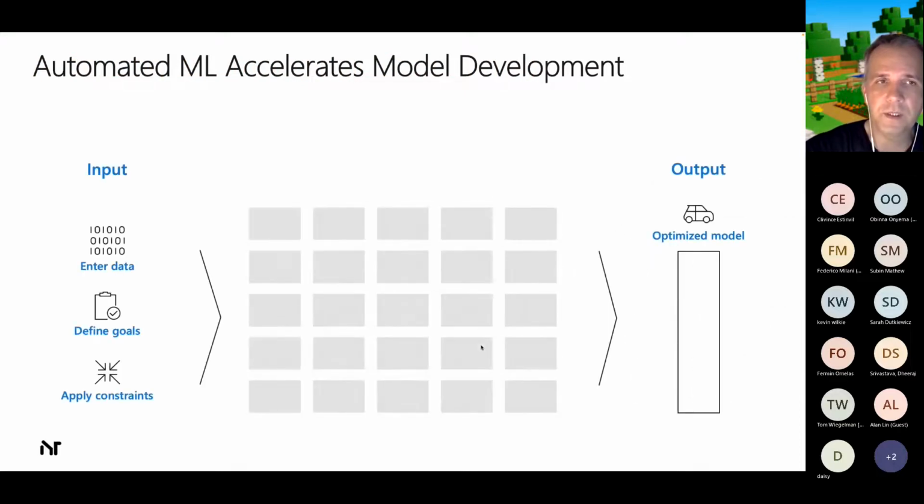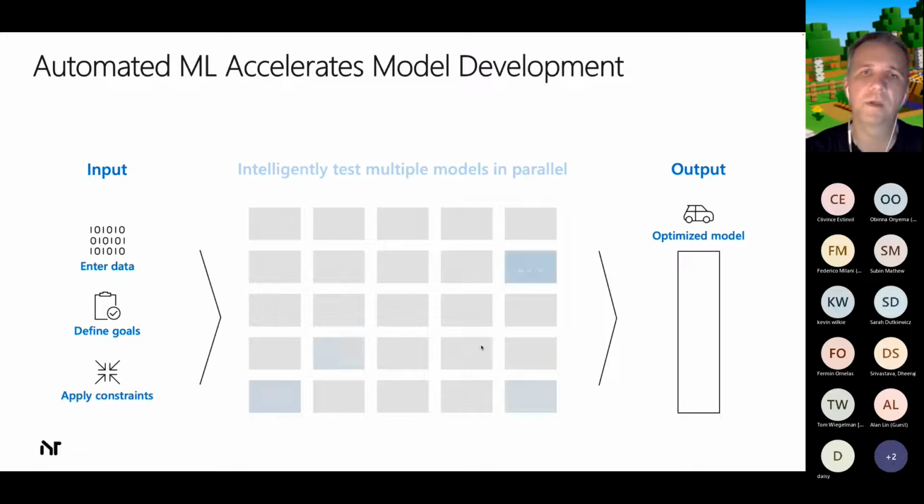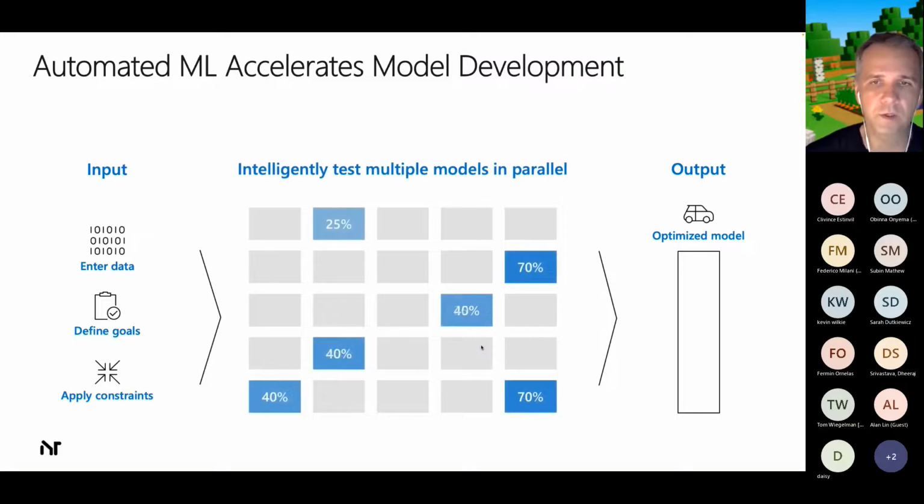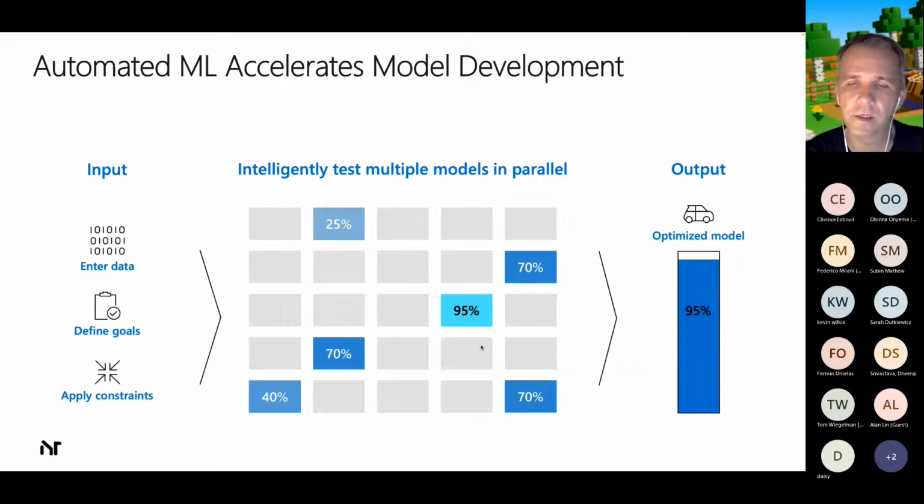So what does this bring to the table? Yes, we define the problem, we have our input data, and we start applying the constraints. And this is something that you basically just leave on the table, and automated machine learning tries to find the best algorithm for you. And it says, okay, this is the best model.